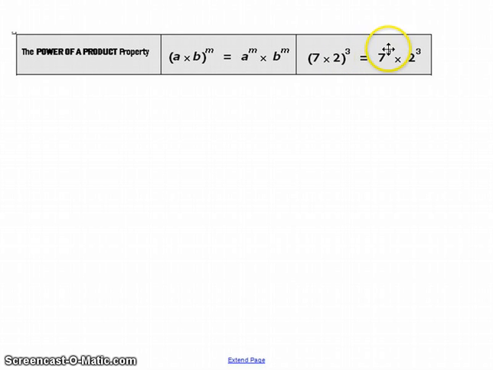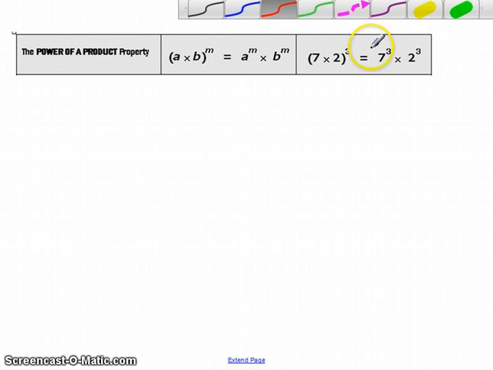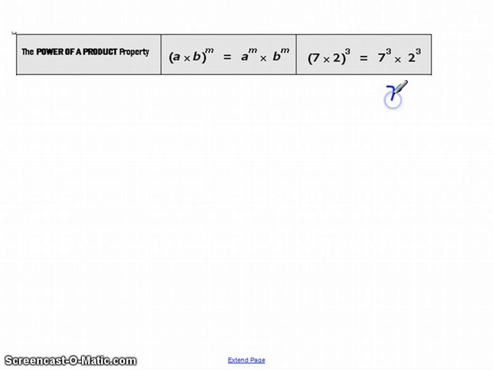Well, that I could change to 7 to the 3rd power times 2 to the 3rd power. By the way, if you wanted to write it without the times sign, that's fine as well. And you would have written it as 7, this isn't easy for me to do with this pen, to the 3, there. Okay, but that's the same thing. 7 to the 3rd, 2 to the 3rd here is the same as here.